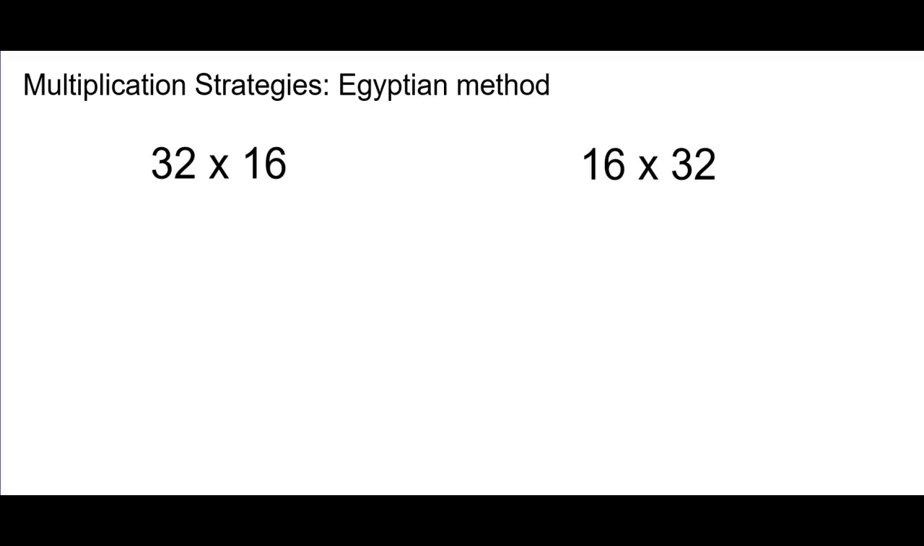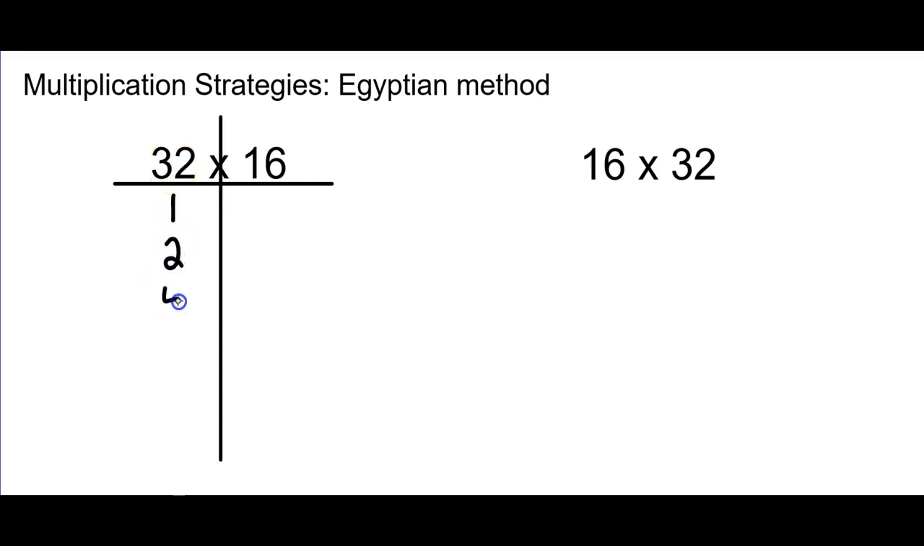So the next method I'm going to go over with you is the Egyptian method. The Egyptians used a form of multiplication that actually just involved doubling. And so if we go back to our example of 32 times 16, I'm going to write it out like this, and I'm going to draw a line between the two numbers. And underneath the left number, I'm going to write the number 1. And I'm just going to keep doubling that until I get a number that would exceed this top number right here, 32. So I've got 1 doubled is 2.